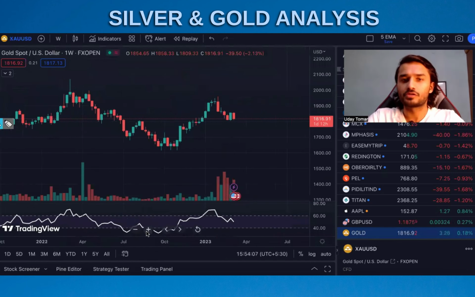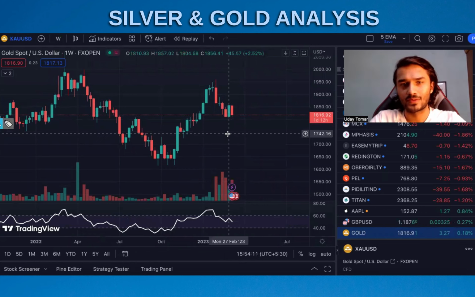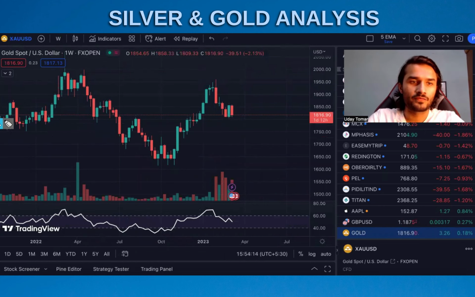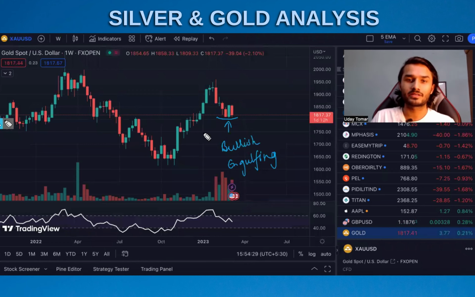And one of the most important things which I note here is that the week before this, the last week of February, if you see, this green candle is called the bullish engulfing candle. And this is a strong bullish candle indicating that there is a chance that we might take support around these levels. There are buyers around these levels, and we might bounce back from here. So this is another chart which I'm looking at.